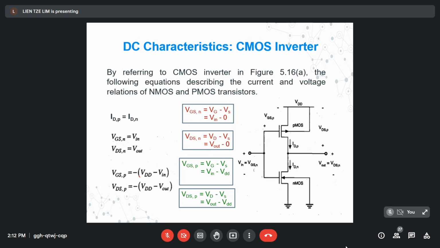As for the sign, I think you know. We make an arrangement here. This is positive, but you see this is negative because it is V in minus VDD. For VDS as well, the VDS of the PMOS equals V out minus VDD. To get this, again, VDS is defined as VD minus VS. VD here is V out, and VS here is VDD. So that is how we get the equation.